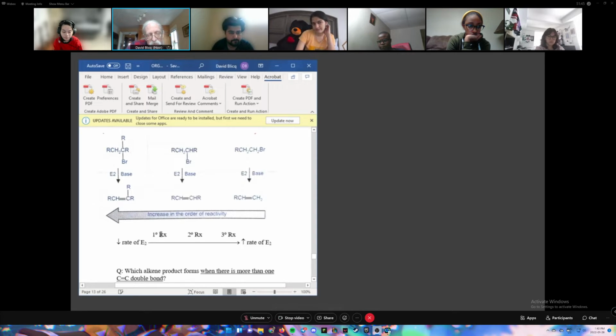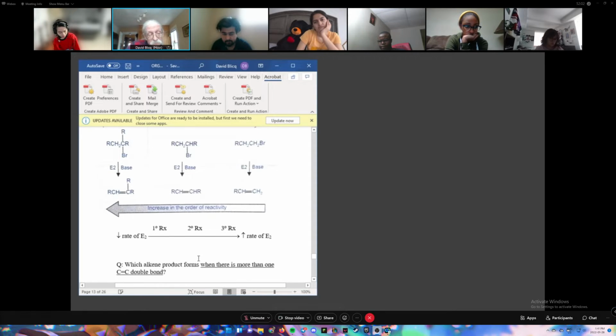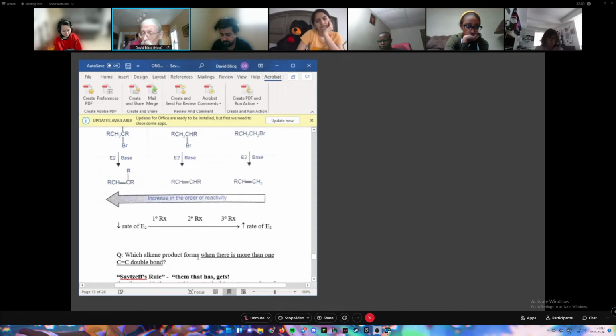If you've got a primary carbon, it's the lowest rate of elimination, an E2. If you've got a tertiary carbon, more things attached, it goes a lot more easily. Basically, the carbon that has the most things attached will undergo the elimination more easily. And I have to give you a rule here that will also come back later.